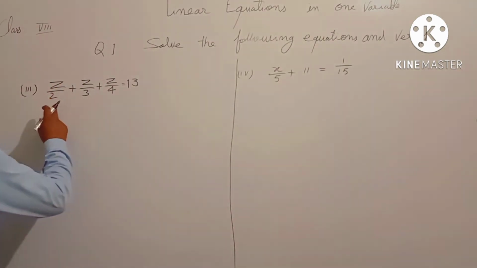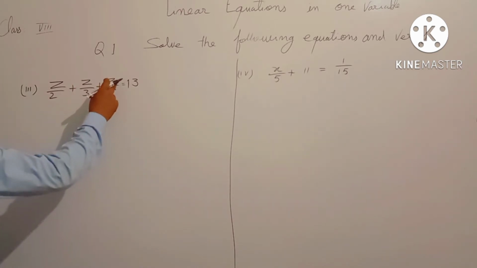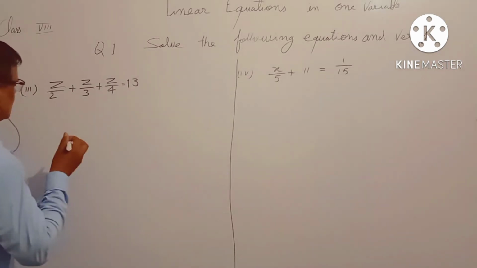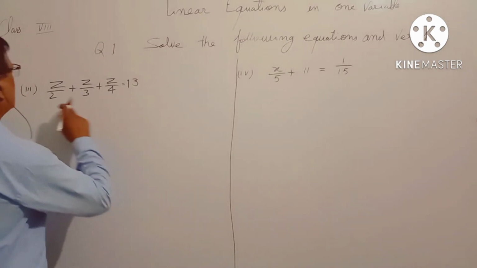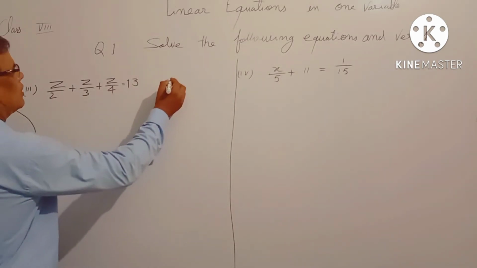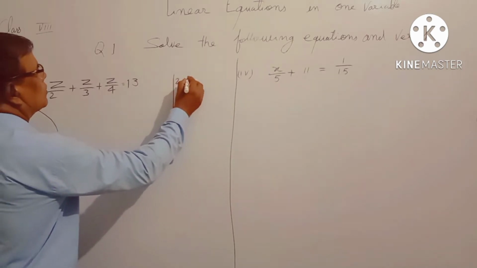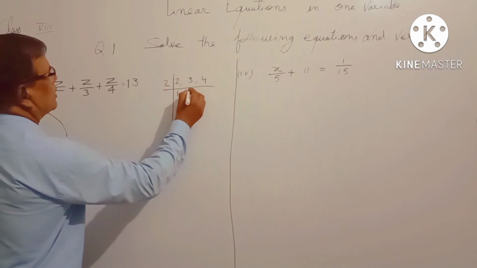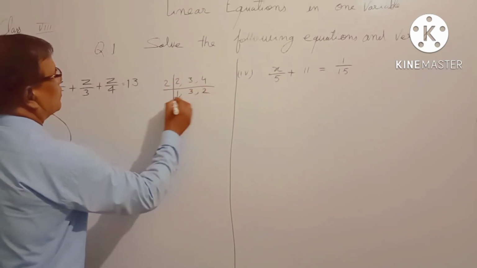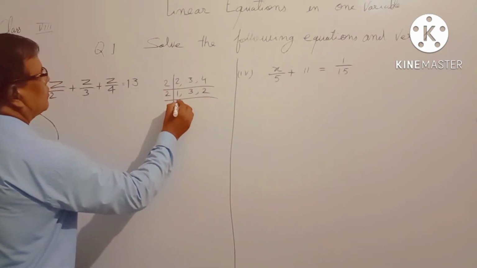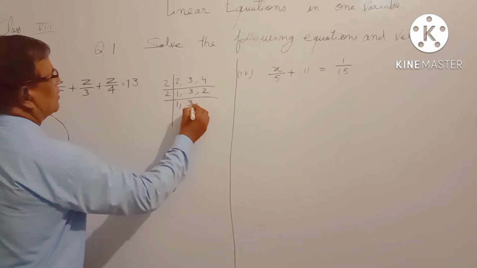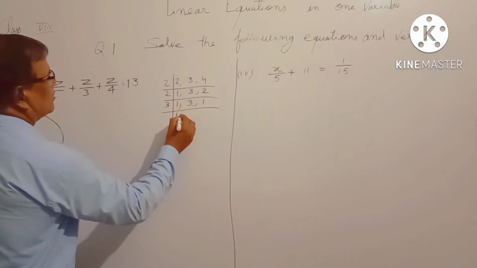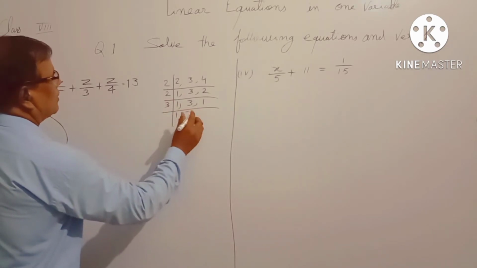Here we are seeing z upon 2 plus z upon 3 plus z upon 4. Here the variable is 1, but there is a need to find the LCM. Then we find the LCM of 2, 3 and 4. We write 2, 3 and 4. LCM: 2 ones are 2, 3 is not divisible, 2 twos are 4. Then we again divide by 2, 1 is not divisible, 3 is not divisible, 2 ones are 2. Then we divide by 3, 1 is not divisible, 3 ones are 3.